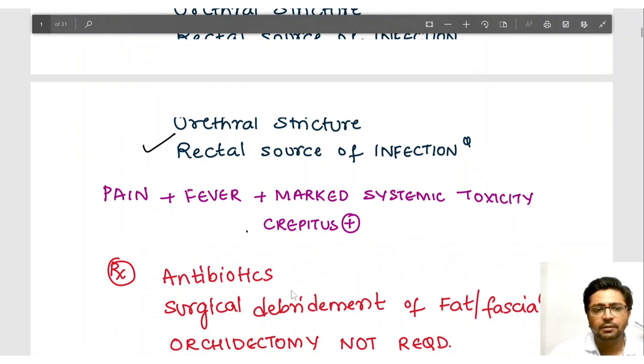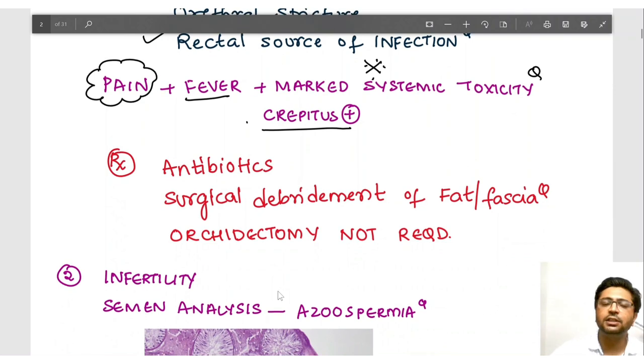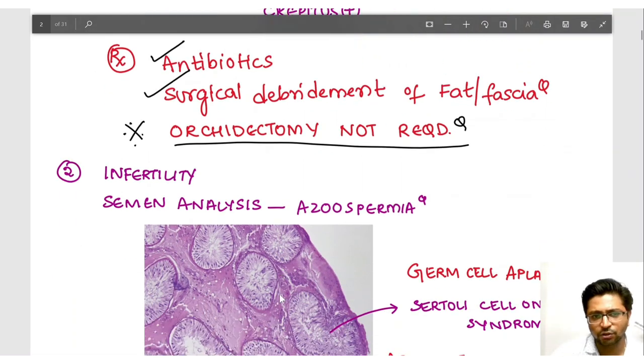Coming to the symptomatology, pain is a cardinal symptom along with fever, and there would be marked systemic toxicity. Remember this, there should be marked systemic toxicity in Fournier gangrene, and on clinical examination, crepitus is appreciated. So how do you manage such a case? We're going to start empirical antibiotics. Then we'll do an aggressive surgical debridement of the fat and fascia of the scrotal wall. One should remember here, orchidectomy is not performed. Orchidectomy is not required in case of Fournier gangrene. Remember this.